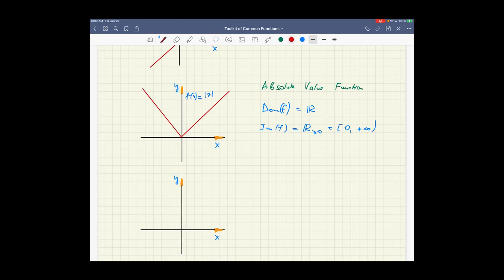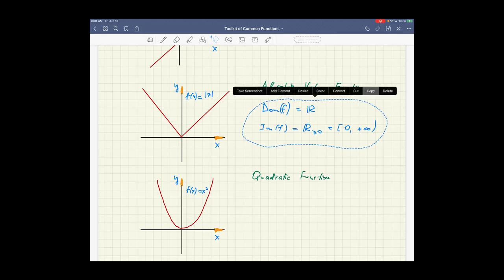The quadratic function, f of x equals x squared, whose graph, as you know, is a parabola. Of course, the domain is again the entire set of real numbers. The image, just like before, I can actually copy. The image is again the set of non-negative real numbers.